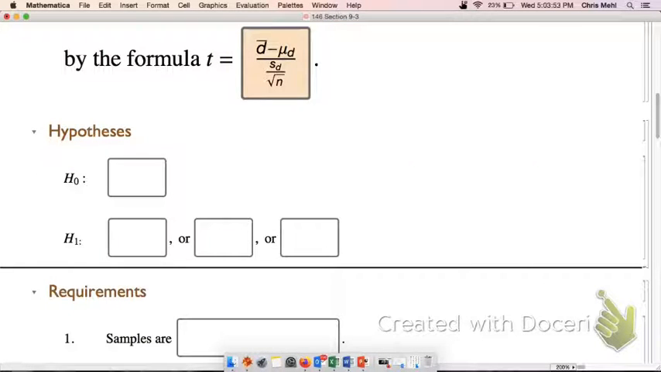And of course, in every hypothesis test, the first step is always to state the null and alternative hypotheses. The null hypothesis for a two dependent sample mean test, or matched pairs test, is always the assumption that the mean of the differences for the population of data equals 0.